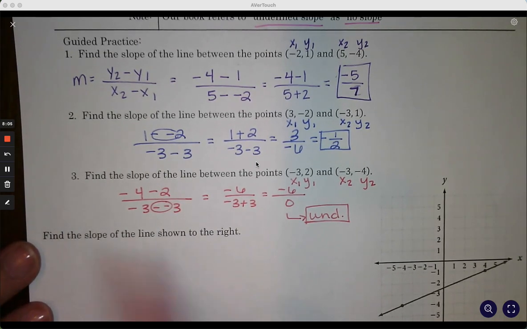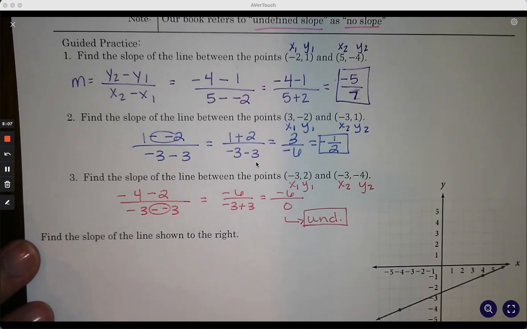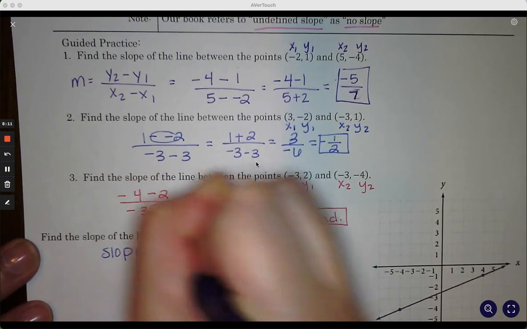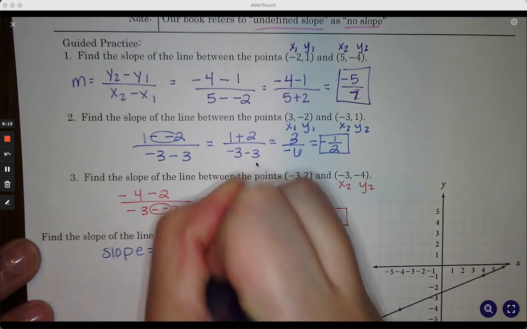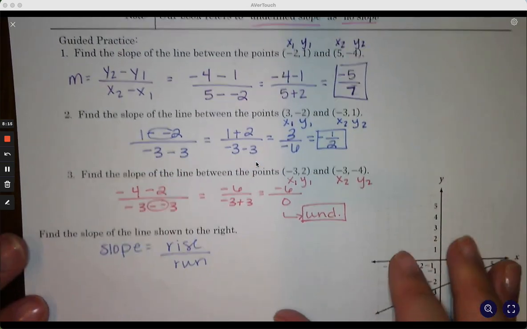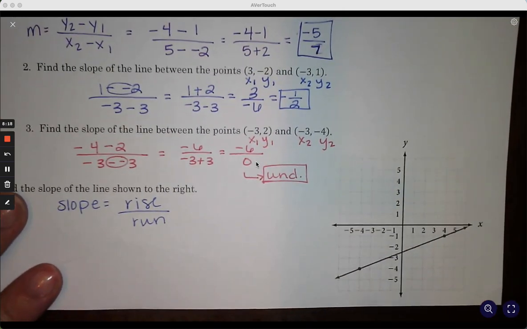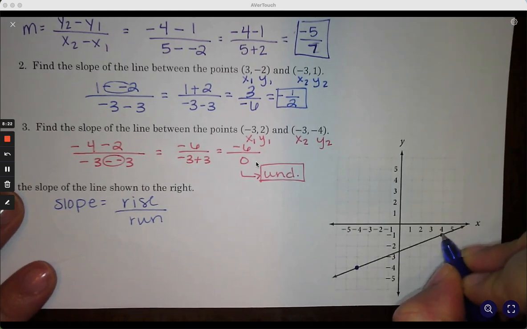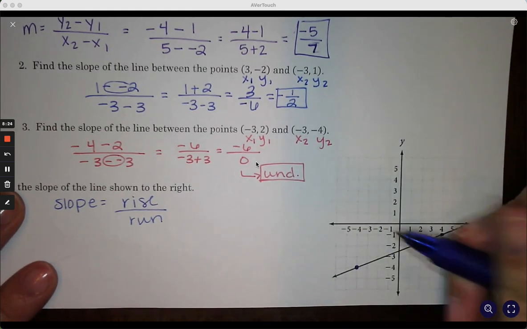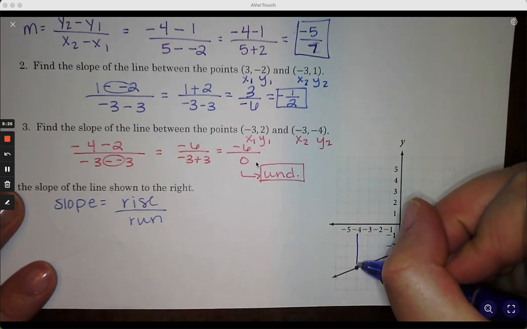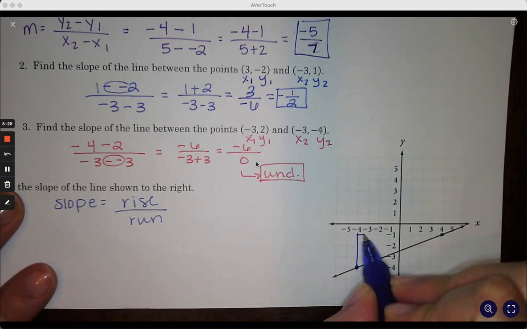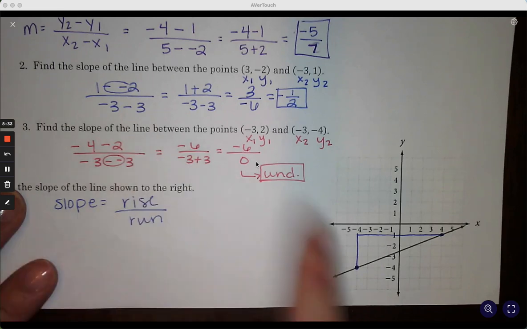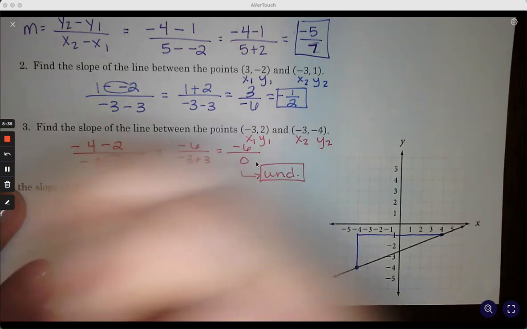Find the slope of the line shown to the right. Slope is rise over run. So with that in mind, pick 2 very good points. They're already labeled here for me. Cool. I'm going to draw a triangle. And if some of you are suffering from horrible flashbacks to geometry, I apologize. But don't worry, we're not going to do the Pythagorean theorem. All we're going to do is count.